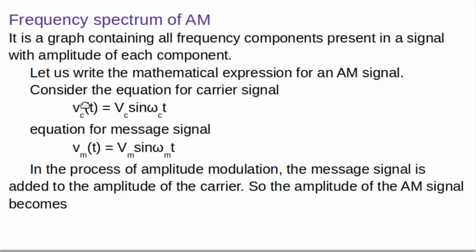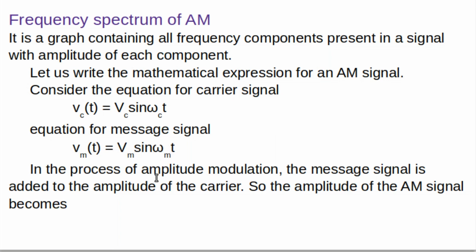Here Vc of t is the instantaneous amplitude of the carrier signal, Vc is its amplitude or peak voltage, and omega c is its angular frequency. Similarly, for the message signal, we write Vm of t is equal to Vm sin omega mt. Here also Vm of t is the instantaneous amplitude of the message signal, Vm is its peak voltage and omega m is its angular frequency.